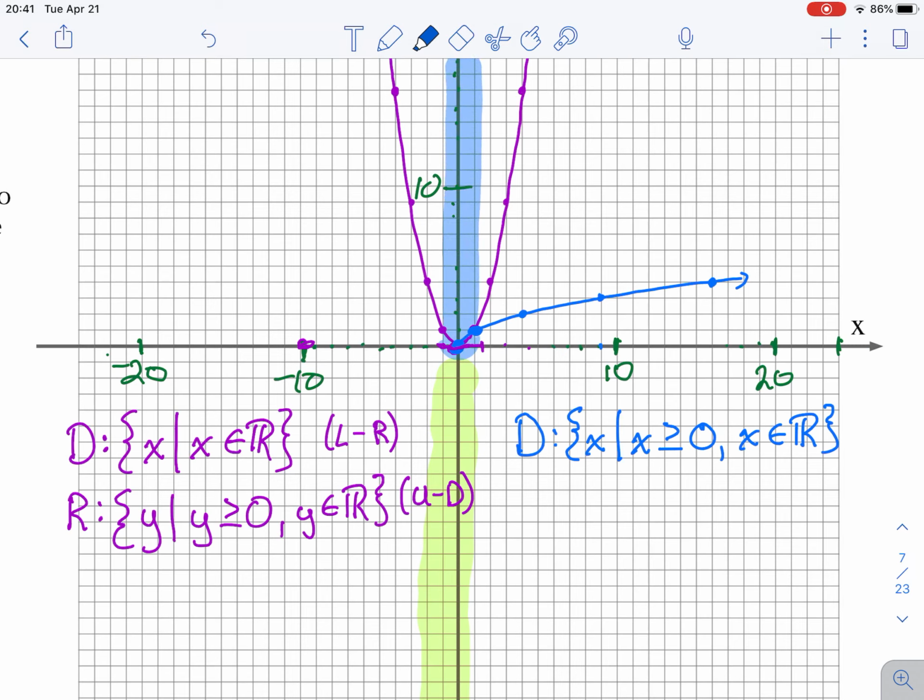Our range for our y values is how high up and down it goes. You can see that it goes down to 0. That's the lowest point, and then it keeps going up. So it starts at 0 and it goes up. So our range is all of our y values such that y is greater than or equal to 0 and y is any real number.